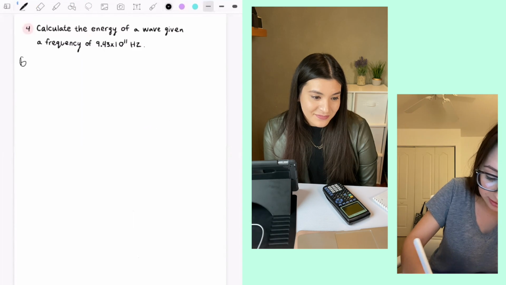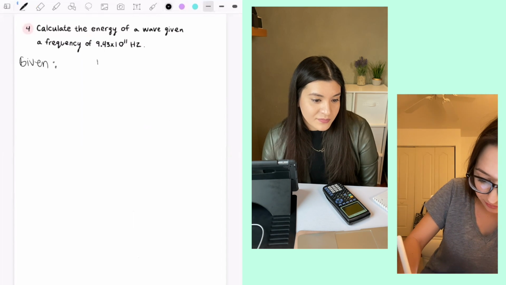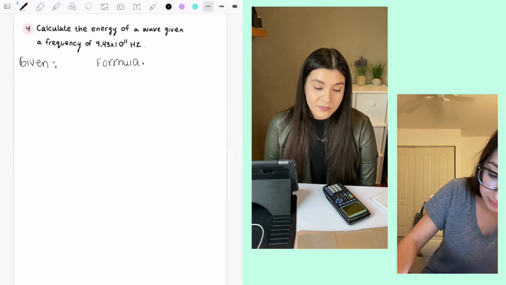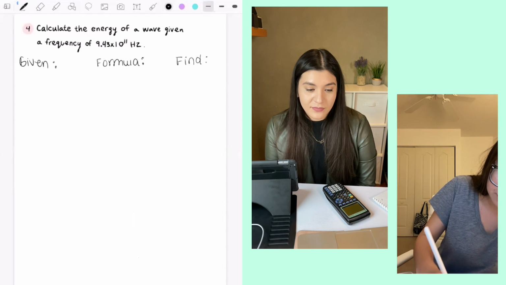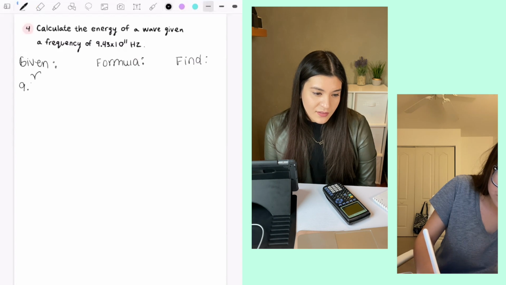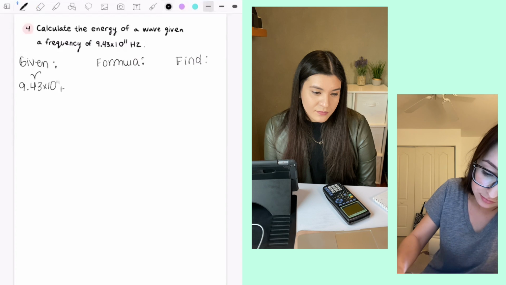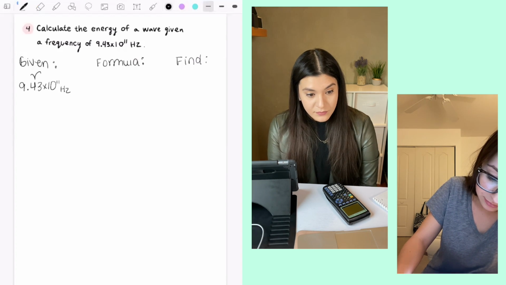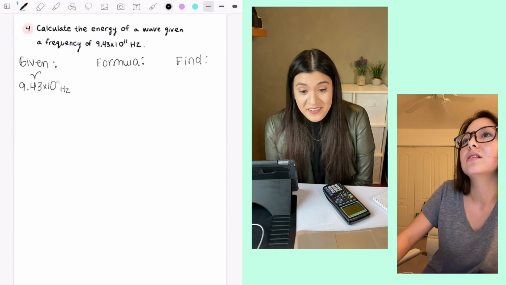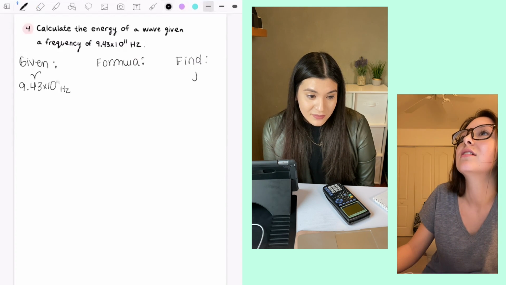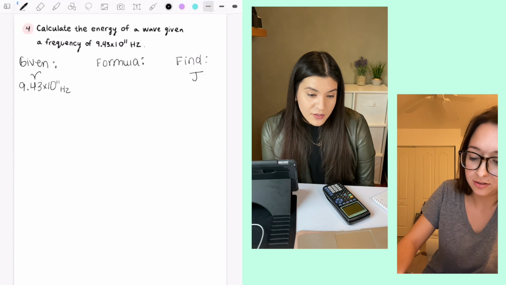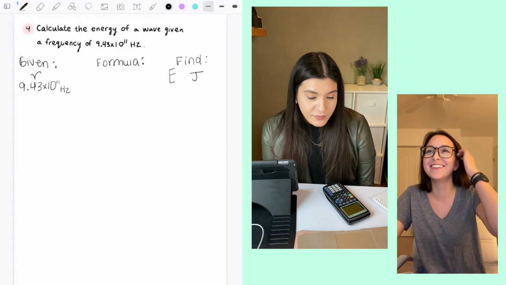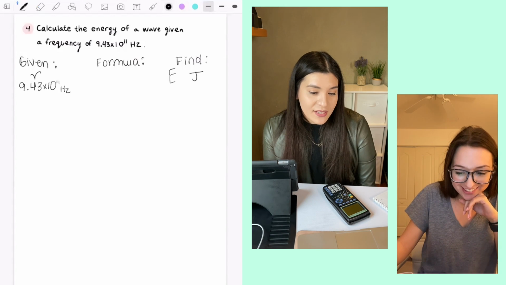Okay. Oh, we're starting with given. Okay. We are given a frequency, energy of a wave. Doesn't say photon. It doesn't say anything. It's just energy. So we just say joules. Yeah. Well, you can think of like E, right? But the measurement or the unit is in joules. Okay. I don't know. It's fine. Yeah. Just knowing it's energy that we're solving for, but it's in a unit of joules.